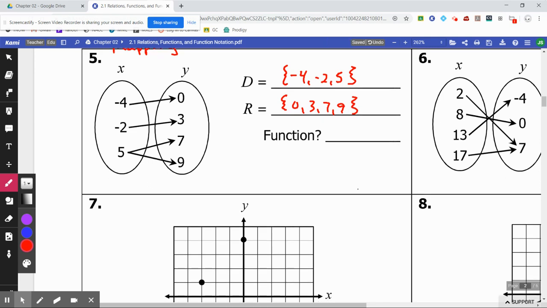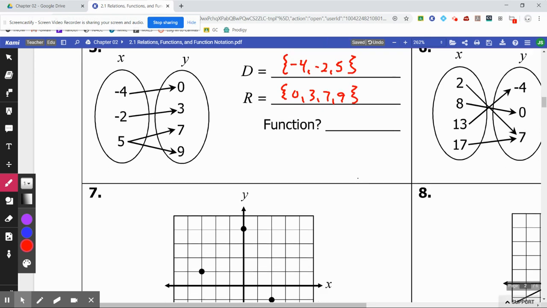Now, how do we know what is paired with what? Well, here it shows you. The arrows show you that when your input is -4, your output is 0. So you could actually take this and write it back as a list of points. -2 is paired with 3.